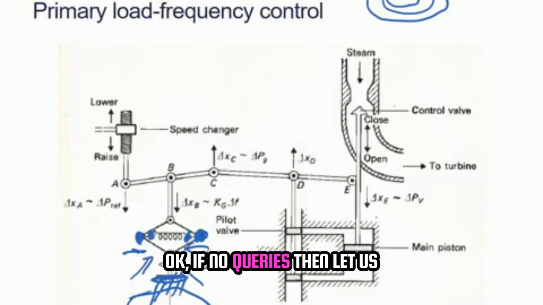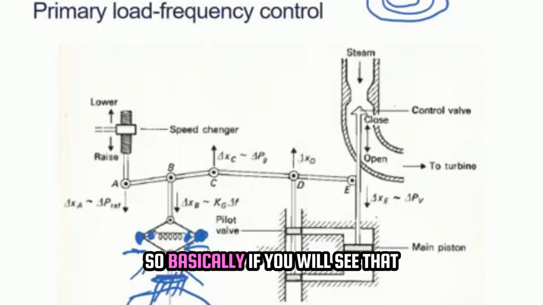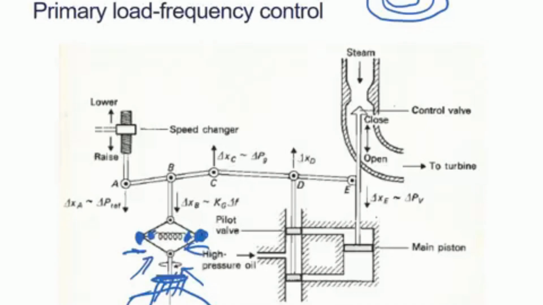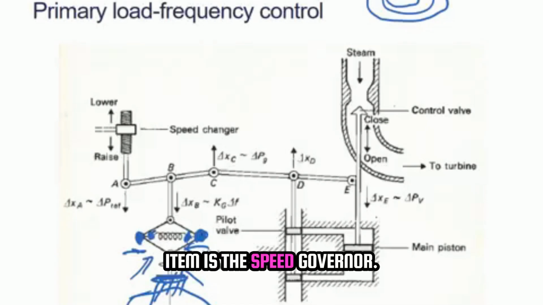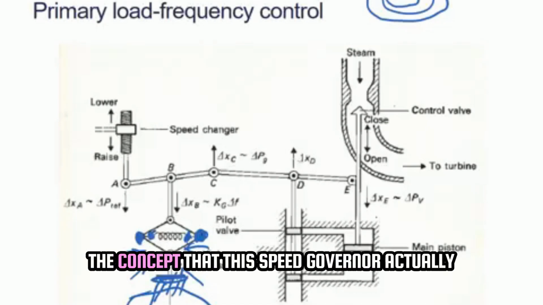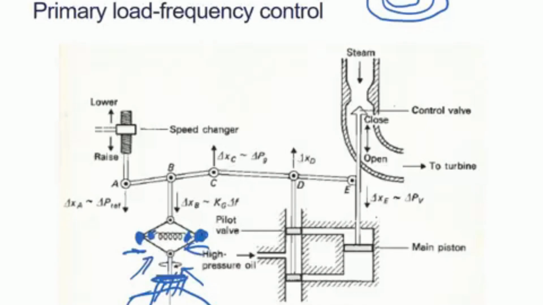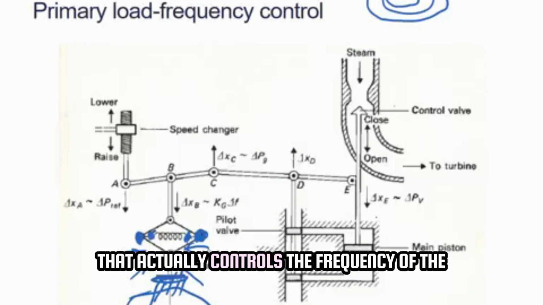Okay, if no queries, then let us move forward and see this governor. In this particular diagram, the main item is the speed governor. I hope you have understood the concept of how this speed governor reacts based on the valve movement, which actually controls the frequency of the power plant and eventually the speed of the power plant.